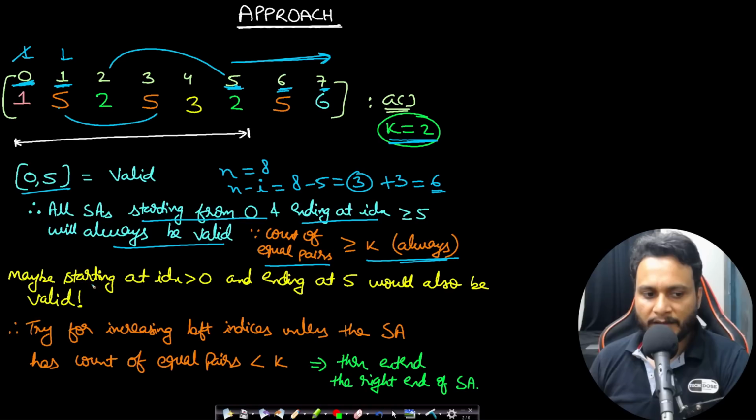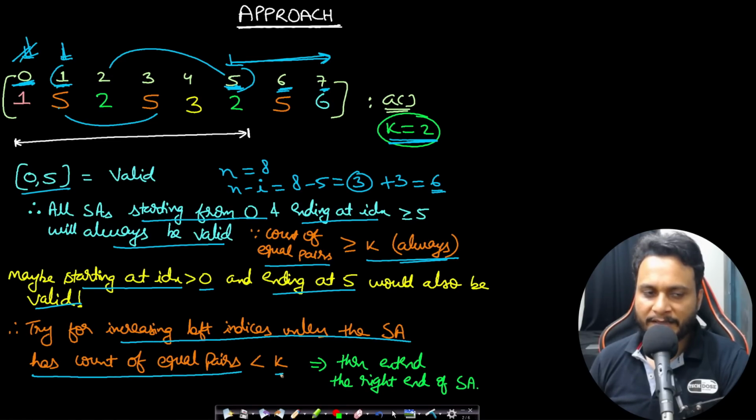That is the reasoning. And I said already that maybe starting at an index greater than 0 and ending at the same index 5 would also be valid. So we need to try that out by excluding this 0 and try to just take 1 to 5. So try for increasing left indices unless the subarray has count of equal pairs less than k. That means if I have tried from 1 to 5 and found that it is valid, then again I will increase my start pointer, or you can say the left pointer, and I will try for 2 to 5.